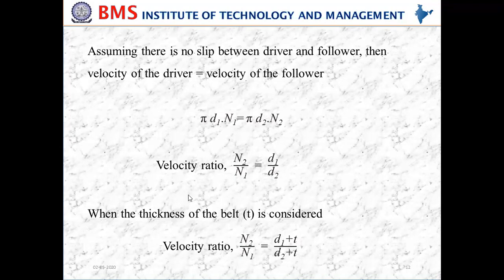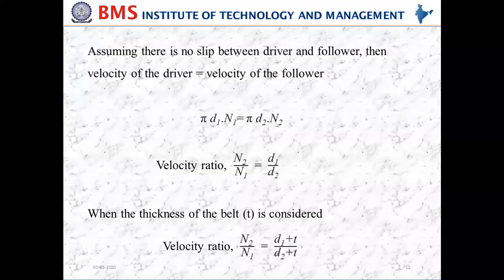So when the thickness of the belt is considered, the velocity ratio changes. N2 by n1 is equal to d1 plus t by d2 plus t. So these are the equations of velocity ratio. When there is no slip, n2 by n1 is equal to d1 by d2. When the thickness is considered, n2 by n1 is equal to d1 plus t by d2 plus t.